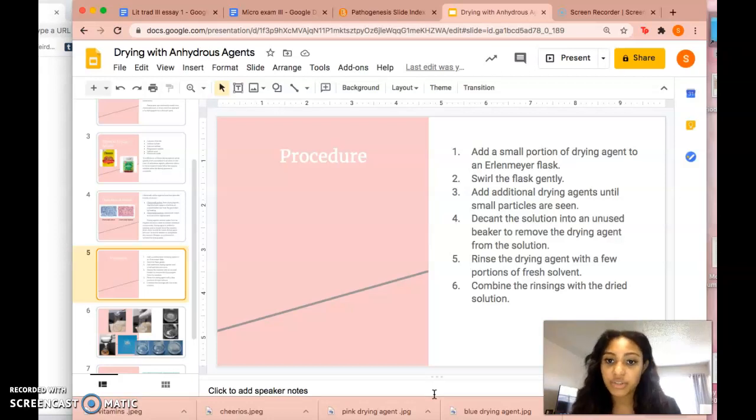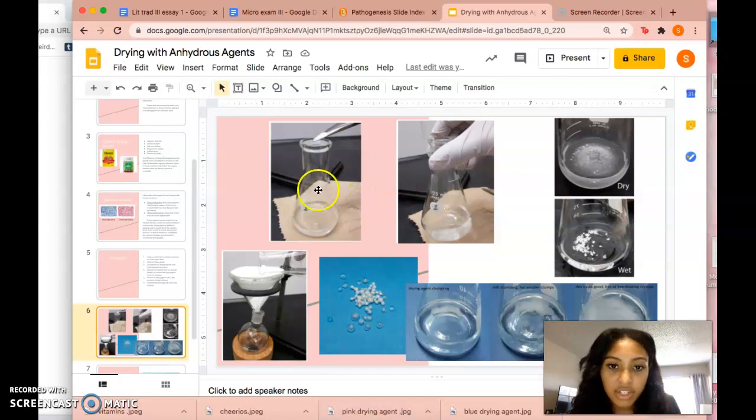So going back to step 2, when you are swirling the flask, you should keep in mind that some of the particles are going to stick to the glass and clump into larger particles. And for step 4, you only pour the solution if it contains sodium sulfate, calcium chloride, or calcium sulfate. And if your solution contains magnesium sulfate, then you use gravity filtration to get that drying agent out. And then here is just a graphic of the procedures.